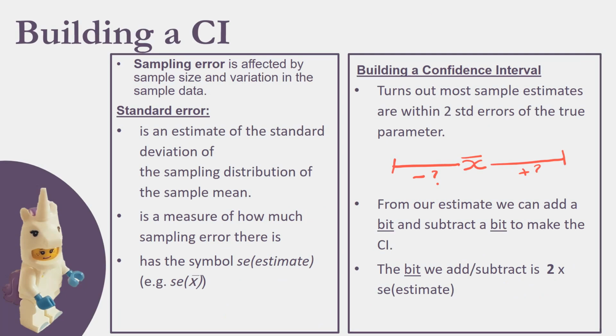So here's a bit of a summary. On the left side, what is sampling error and how is standard error an estimate for this? And then on the right, how we're going to use this thing, standard error, to build our confidence interval. And we're going to do an example now as well, so you can see how it works.